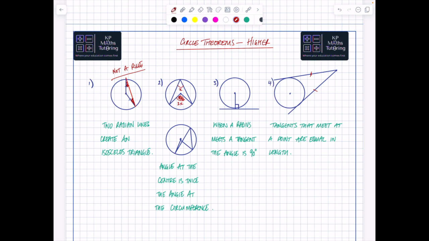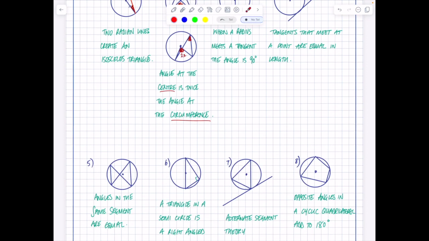You need to make sure that you are using the words angle at the centre is twice the angle at the circumference. Make sure you do it that way around, but some of you might not have seen it this way before, so just be really careful here. If you've got a shape that looks like this, that is also the angle at the centre. So this angle here would be 2x, twice the angle at the circumference there. Now do not get that one confused with this one down here in the bottom left, number 5. We'll talk about that in a minute.